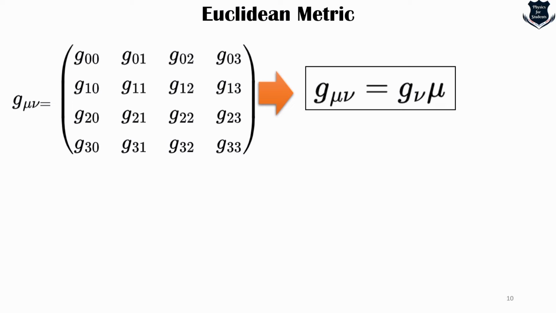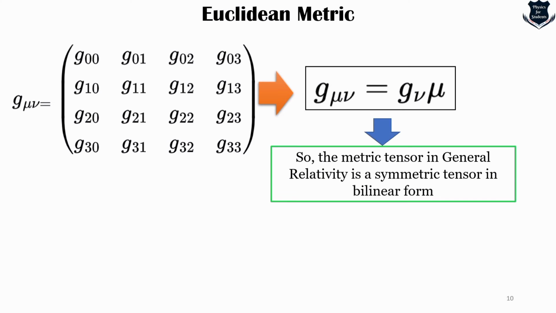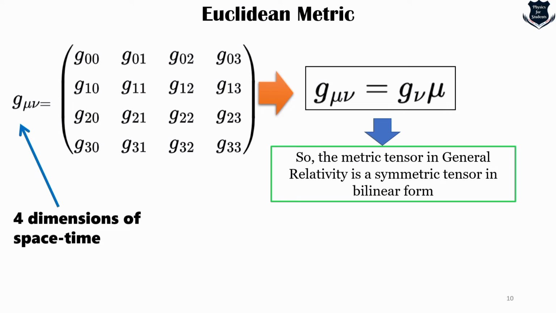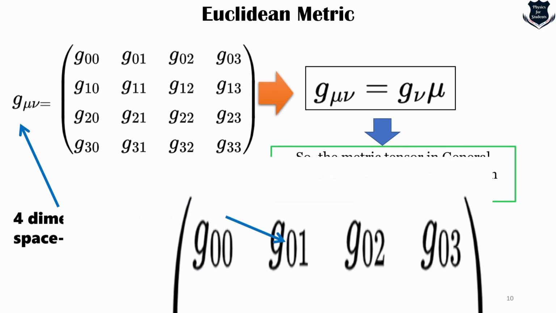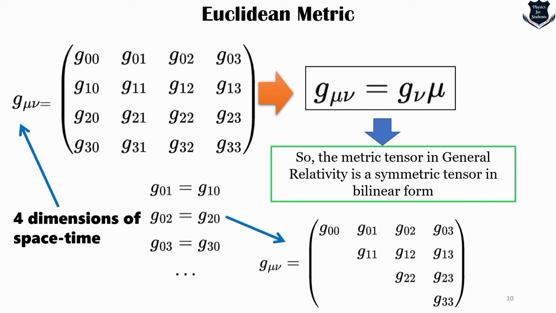So G mu nu equals G nu mu, and yeah, so the metric tensor in relativity is a symmetric tensor and bilinear in form. This mu nu actually denotes the 4 dimensions of space-time, and you will also see there are certain duplicate terms, so 0 1 equals 1 0 and so on. So this actually reduces from 16 components to 10 components.